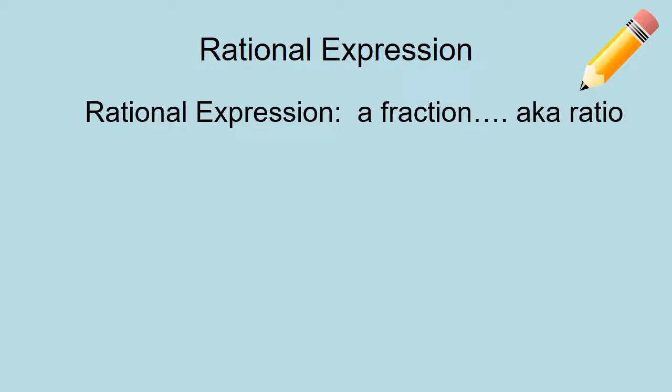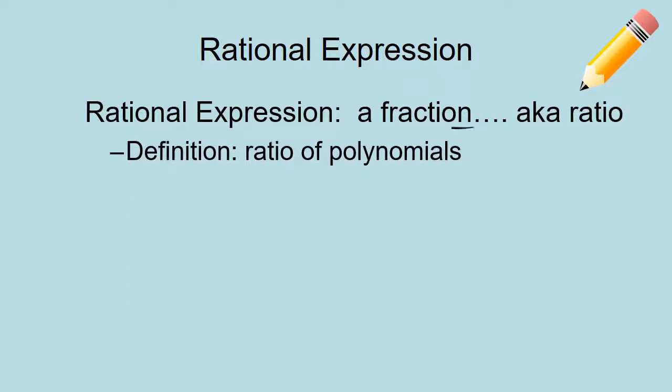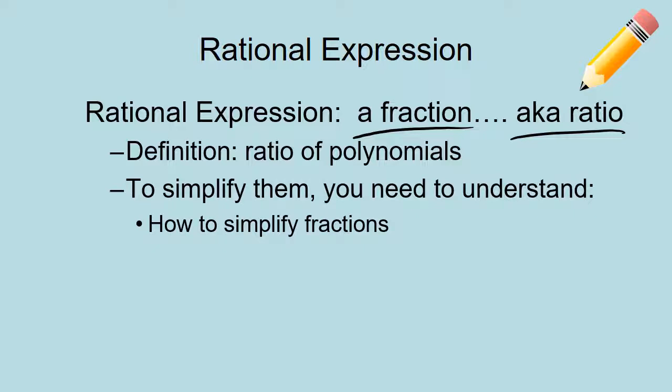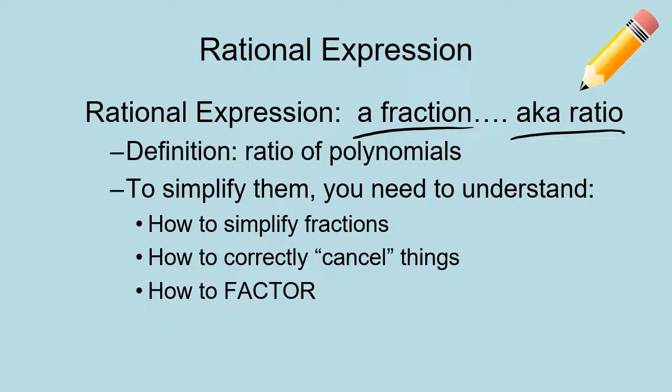So again, just a quick review, you'd want to get this down in your notes, that a rational expression is dealing with a fraction, also known as a ratio. The definition of a rational expression is the ratio of polynomials. I'm going to have a polynomial over a polynomial. To simplify, you need to know three things. First, you need to know how to simplify fractions, which means if you have, let's say, 3/12, you have to know how to reduce that down to 1/4.